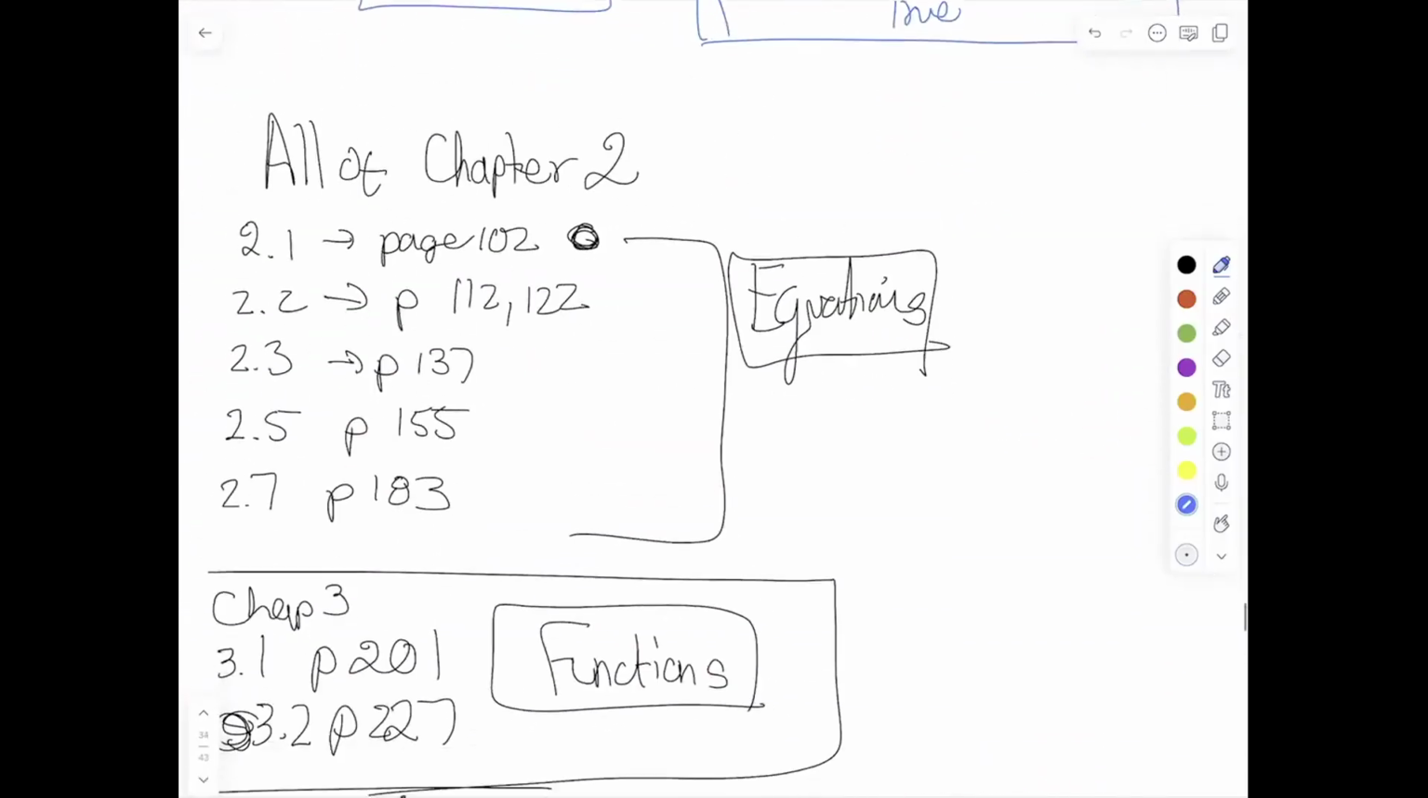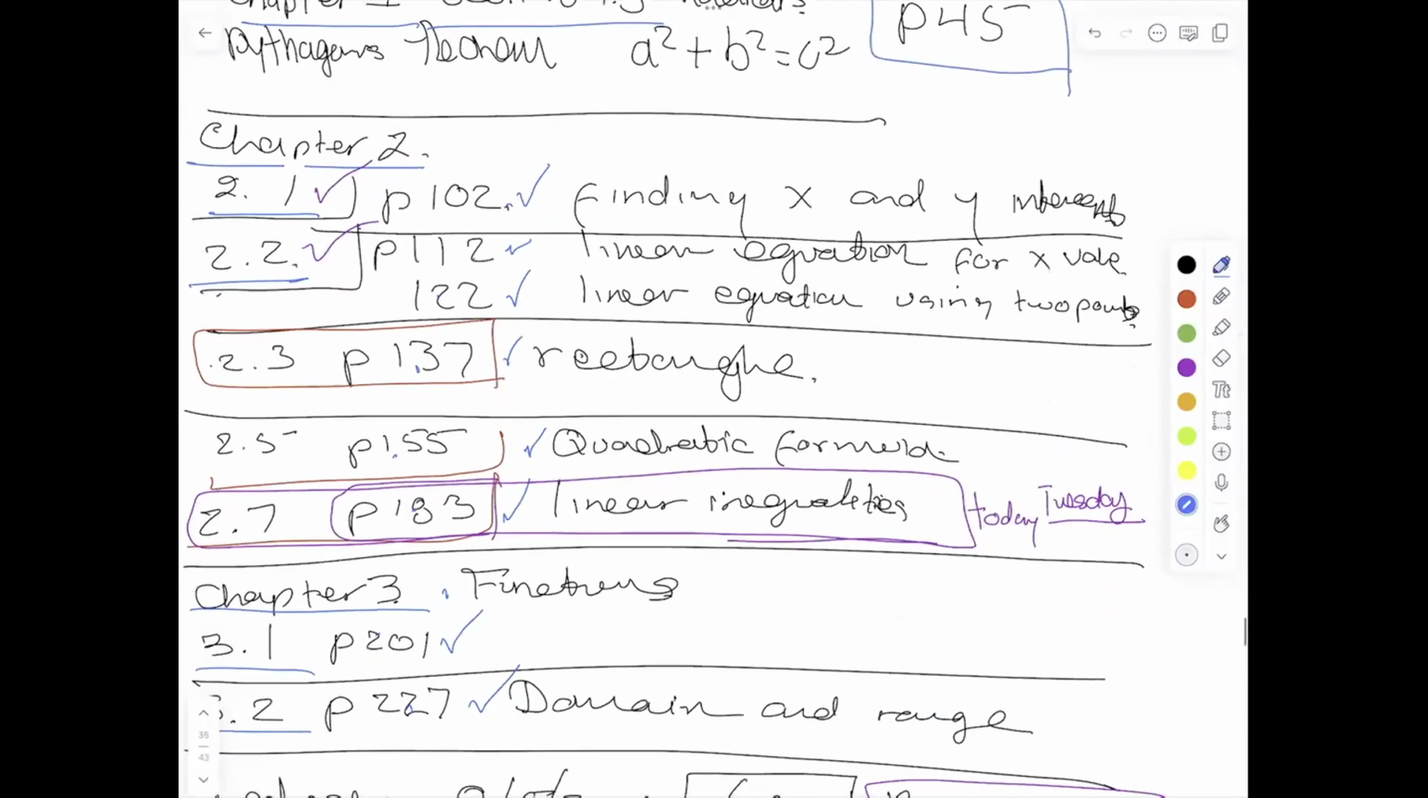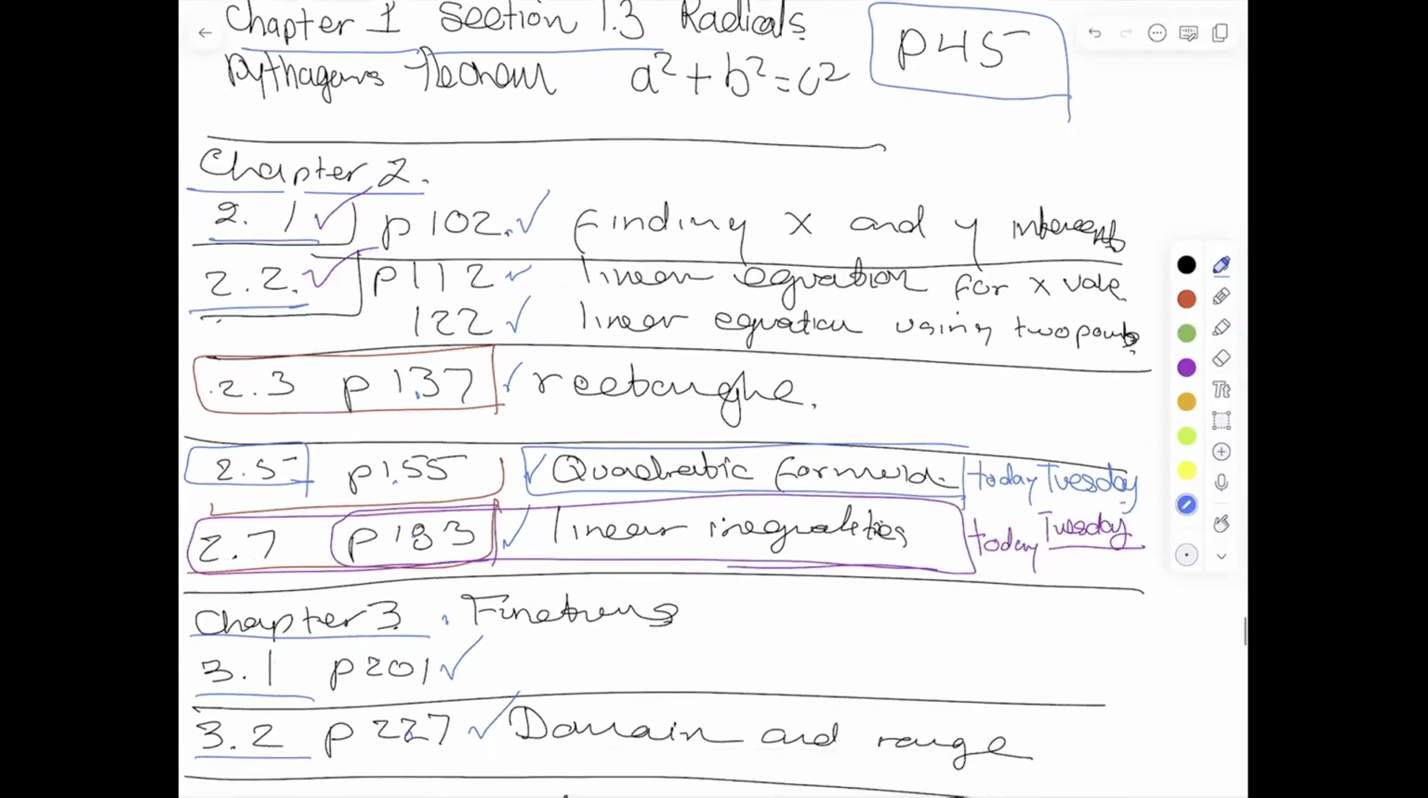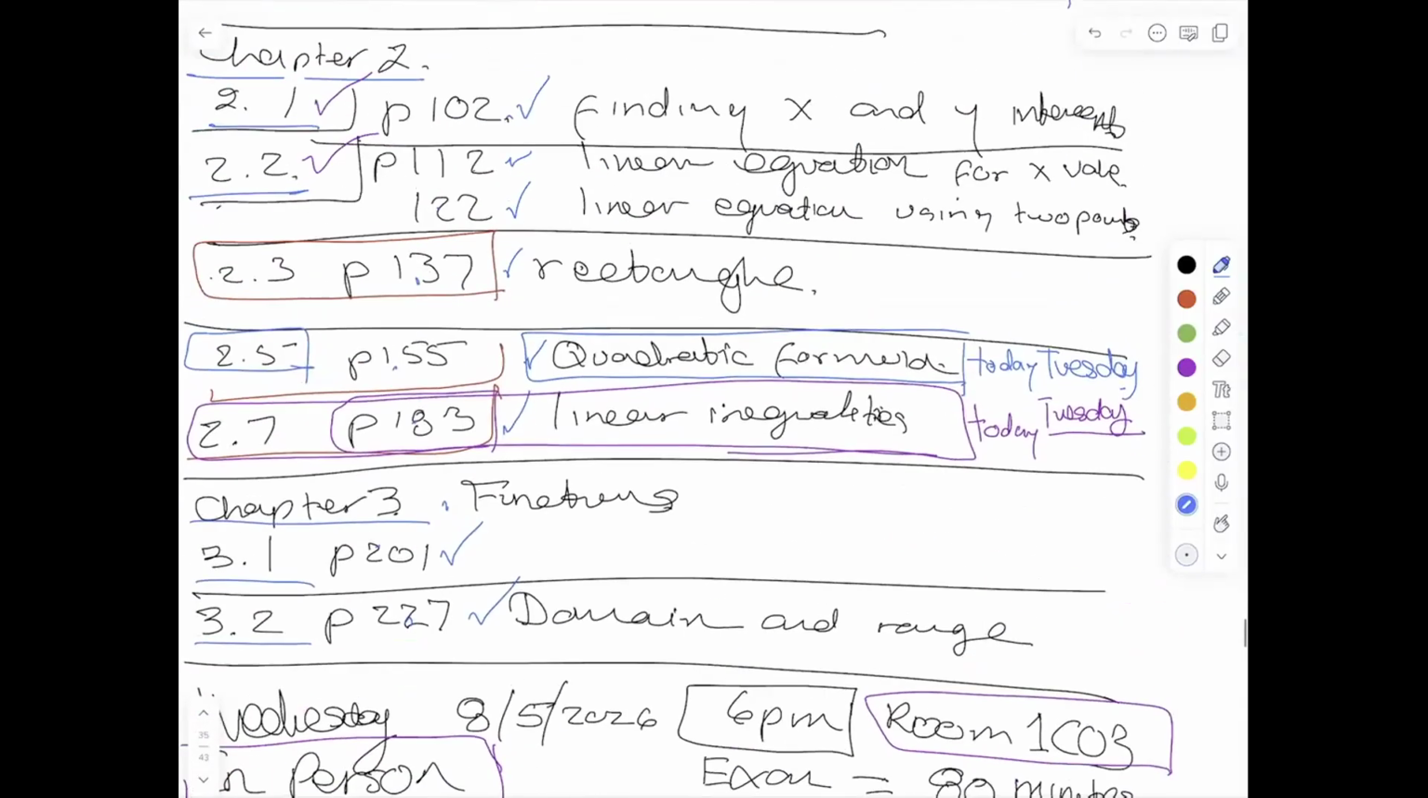All right, let's see what we got, where we ended up. So we just did quadratic formula. What section is this in? 2.5, page 155. And we did 2.7, page 183. Now, let's keep going. Let's talk about a rectangle. And then after we do the rectangle, then we could go to break.